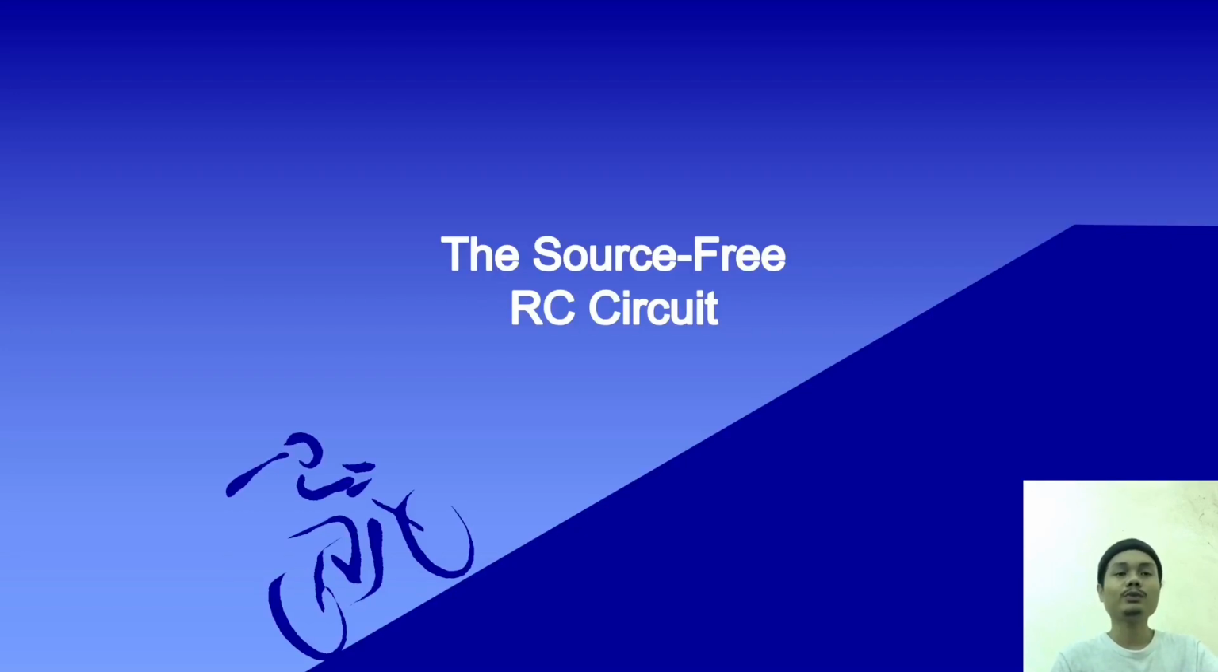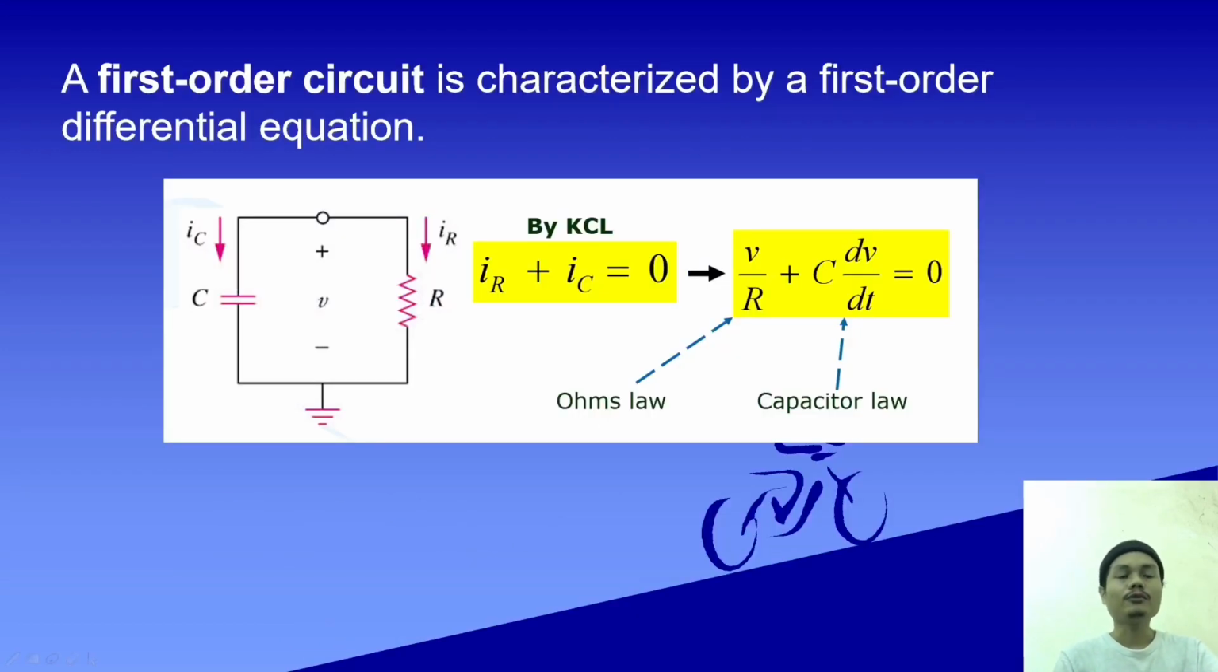So I would like to explain about the source-free RC circuit. A first-order circuit is characterized by a first-order differential equation. Applying Kirchhoff's law to a purely resistive circuit results in an algebraic equation. Applying the law to an RC circuit produces a differential equation. By using this formula, IR depends on Ohm's law and IC depends on the capacitance law.